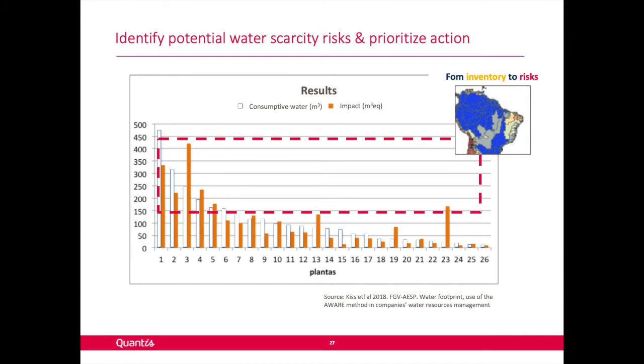So we weighted the water consumption with the information about the water stress to identify the top sites which call for immediate actions. For instance, number 23, which is one of the lowest water consuming factories, is located in a top scarcity area and therefore should be prioritized.